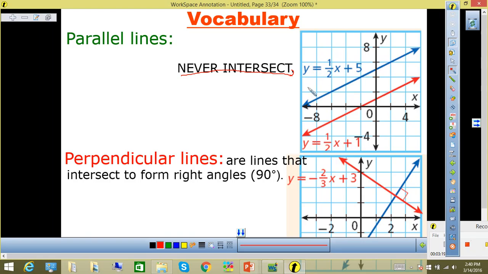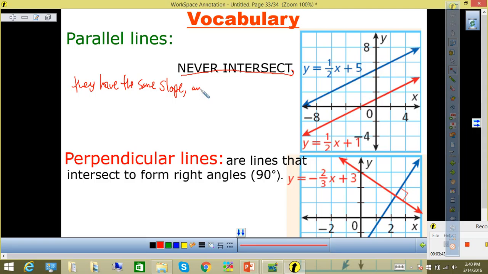Now that we see from the graph, they never intersect. Now let's look at the equations themselves. Who can help us out from the equations to get part of the definition? Jose. They have the same slope, comma, and what else? Look at the equations. What else do you notice on the equations? Hold on. Brian. And different y-intercept.